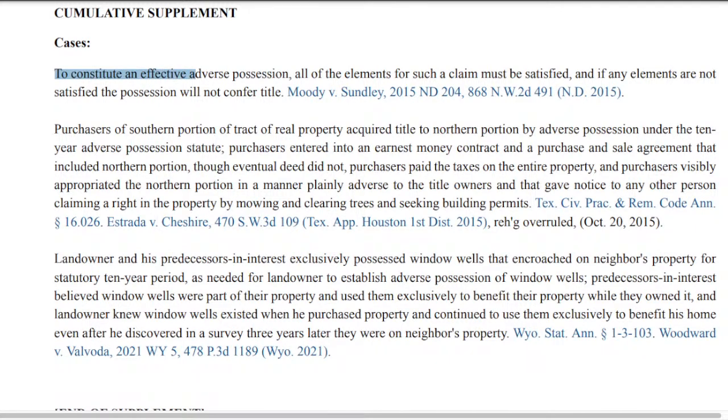To constitute an effective adverse possession, all the elements for such a claim must be satisfied, and if any elements are not satisfied, the possession will not confer title. Purchasers of a southern portion of a tract of real property acquired title to the northern portion by adverse possession under the 10-year adverse possession statute. Purchasers entered into an earnest money contract and a purchase and sales agreement that included the northern portion, although eventually the deed did not. Purchasers paid tax on the entire property, and visibly appropriated the northern portion in a manner plainly adverse to the title owners, and that gave notice to any other person claiming a right to the property, by mowing and clearing trees and seeking building permits. So there you go. It was for business purposes there.